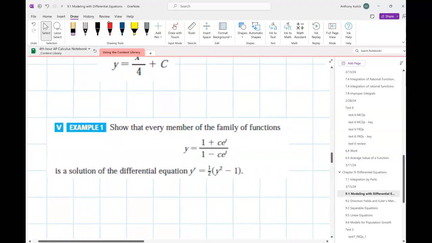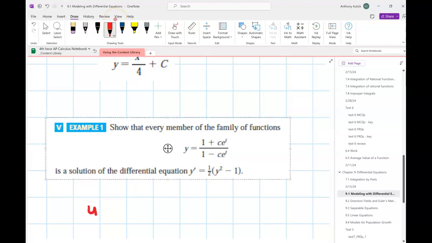This says show that every member of the family of functions y equals (1 plus c e to the t) over (1 minus c e to the t) is a solution to the differential equation y prime equals 1/2 (y squared minus 1). So I'm going to start with computing y prime. To compute y prime, what do I have to do? Find the derivative. Great. What do I need to use to find the derivative of that y? The quotient rule. Great. So how do I do the quotient rule?